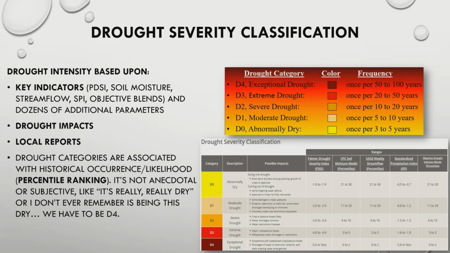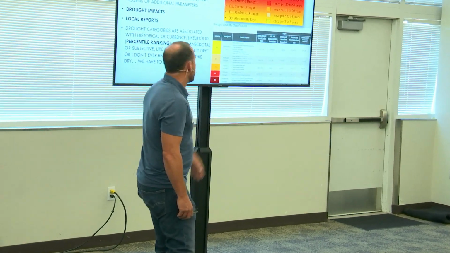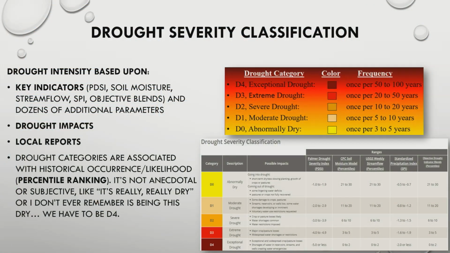And as you can see here, these are the percentile rankings for each of the different parameters we're looking at. And they're associated with the different intensities of drought. The warmer colors are more intense, the lighter colors less so. D0 is not drought, it's abnormally dry conditions.